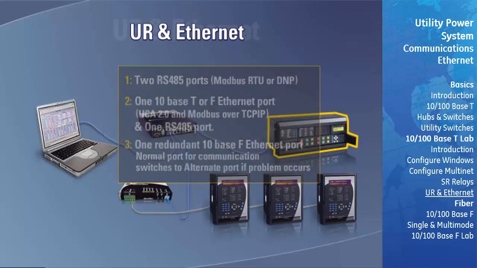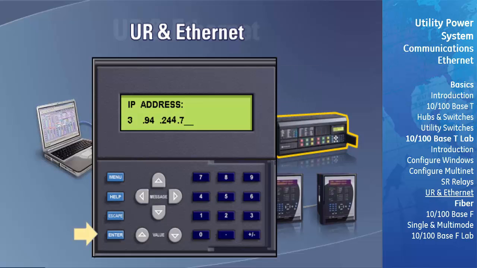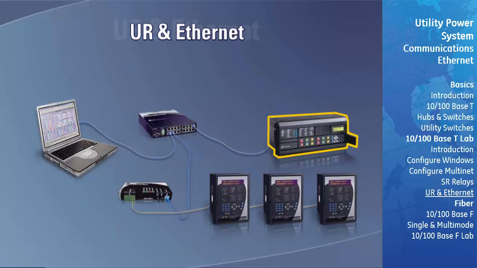Now we'll configure the UR. Using the keypad, enter a unique IP address and subnet mask. Again, if using our test network addresses, the unique IP address will be in the range of 3.94.244.001 through 3.94.244.254, and the subnet mask will be 255.255.255.0. Set the Modbus address and configure the Ethernet port for full duplex. Connect the UR to the switch via a 10-base-T cable and ensure that all appropriate sync lights are lit.